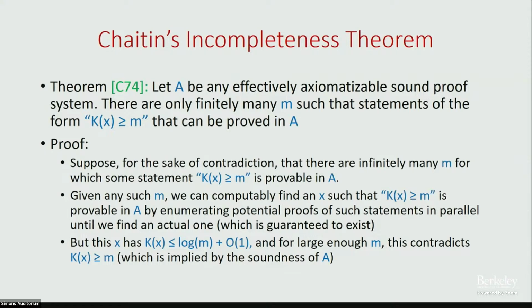But that implies that the Kolmogorov complexity of x is at most log m plus order 1, because you've produced a string x using just log m plus order 1 bits of information. But then it's a sound system, so anything that you've proven is true. So K of x is also at least m. And for large enough m, this is a contradiction, right? So just from the definition of Kolmogorov complexity and its basic properties, it follows that this can't be the case, right?